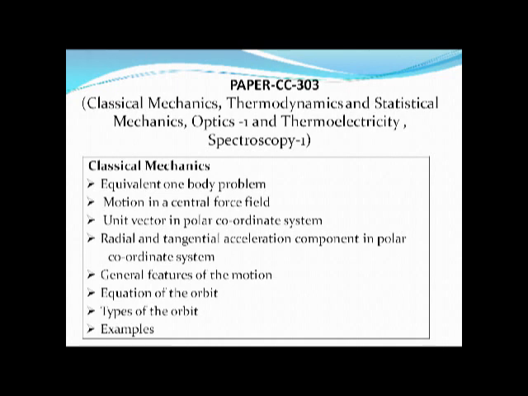So the first topic is the equivalent one body problem. Second one is motion in central force field. Then unit vector in polar coordinate system. Then radial and tangential acceleration component in polar coordinate system. General features of motion. Equation of the orbit. Types of orbit and examples.